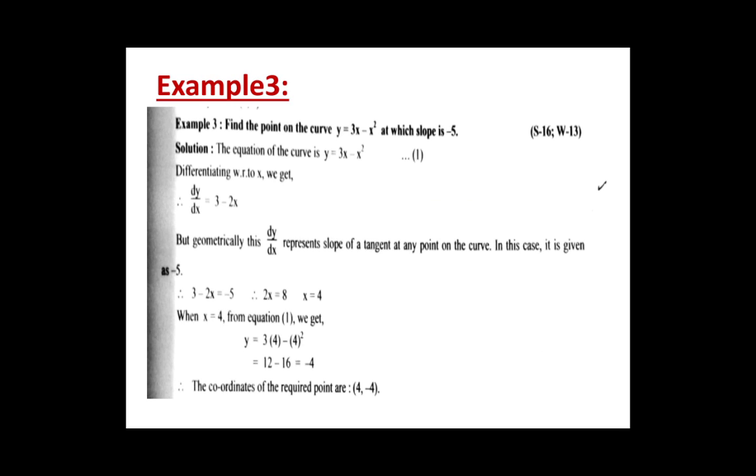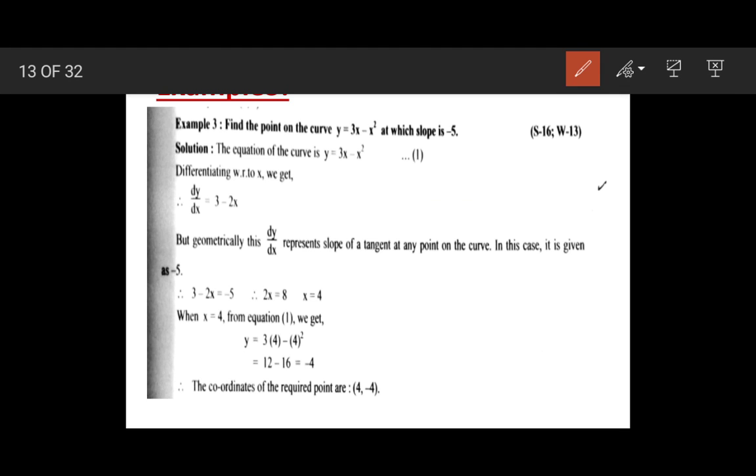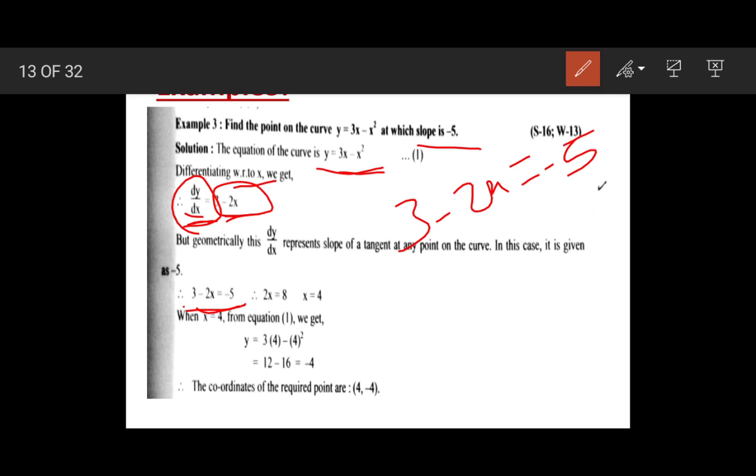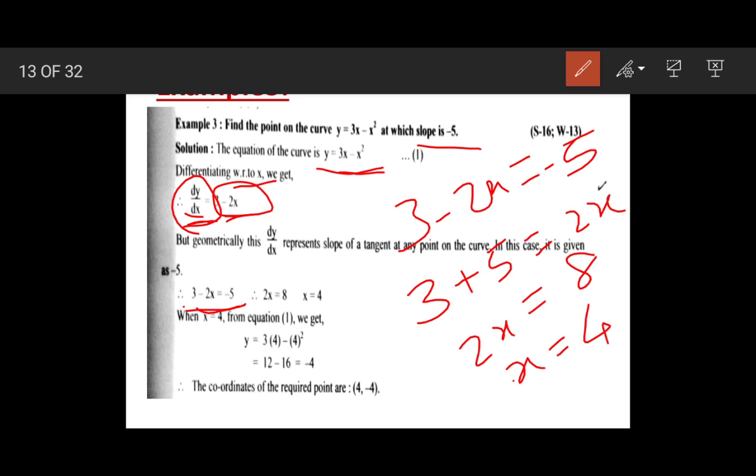Okay. See, the next example is: find the point on the curve y is equal to 3x minus x square at which slope is minus 5. So y is given as 3x minus x square. Now we are going to differentiate with respect to x. So dy upon dx is the derivative of 3x, 3. The derivative of x square, 2x. Okay. So 3 minus 2x. Now slope is given as minus 5. So we have to equate this as minus 5, right? The dy upon dx value is given as minus 5. So that means 3 minus 2x equal to minus 5. So 3 plus 5 is equal to 2x. 2x equal to 8. x equal to 4.